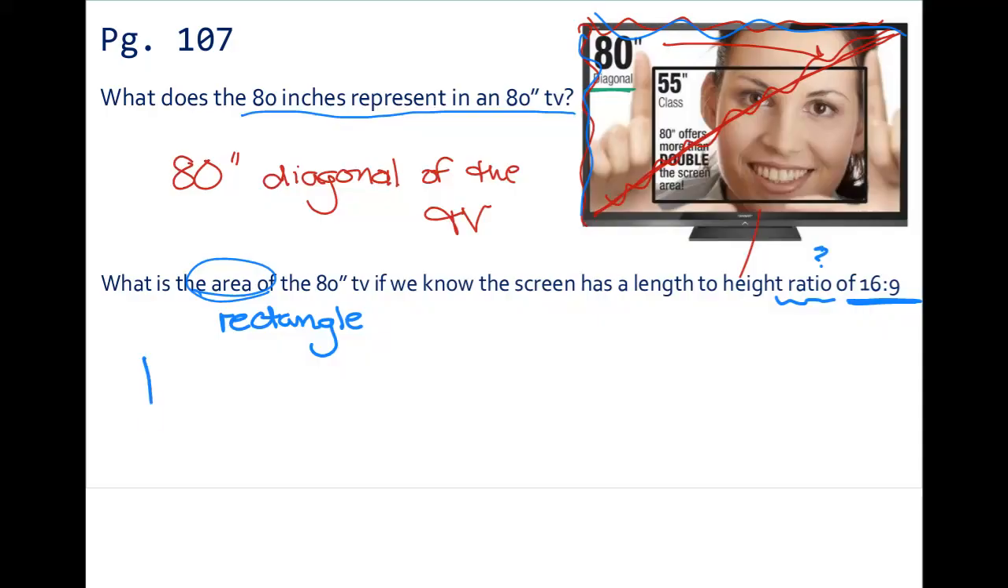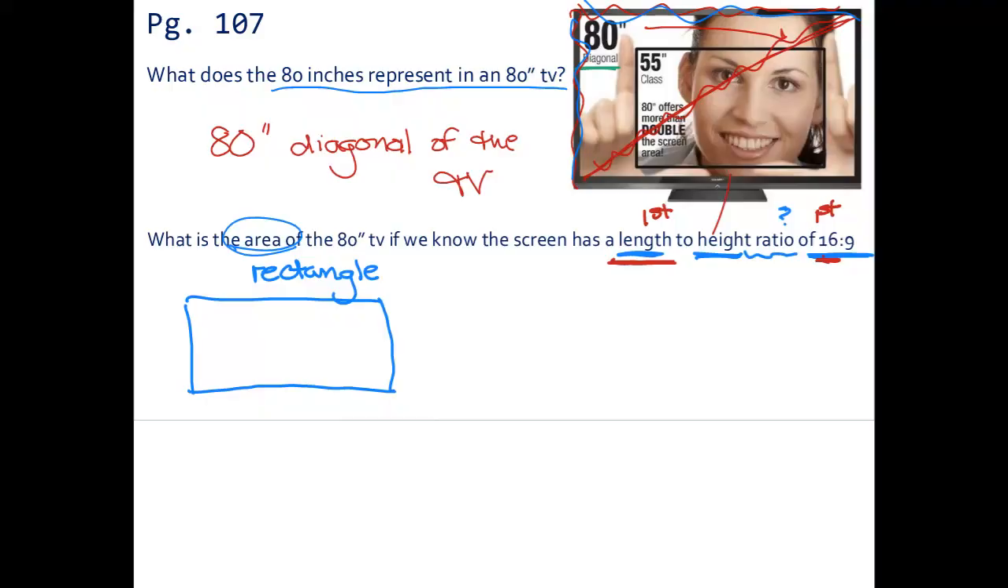So if I were to draw this rectangle, the length comes first, then the height. So what is the length part of the ratio? Is the length 16 or is the length the 9? Yeah, the length is the 16 because this is first and this is talked about first. So the length is a ratio of 16 to a height of 9.